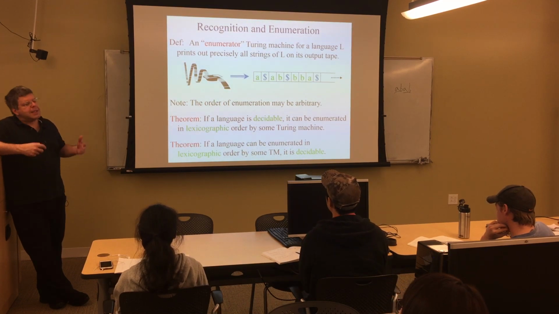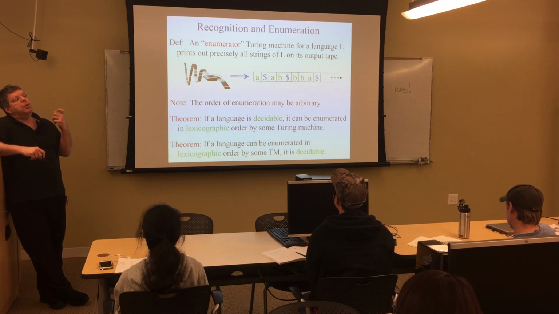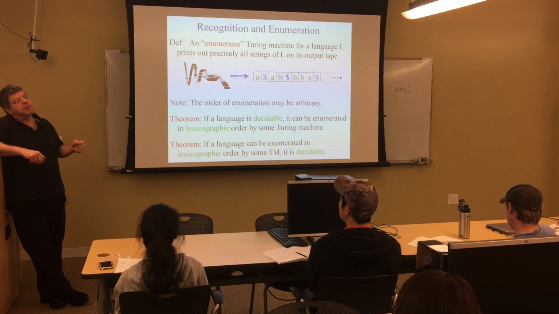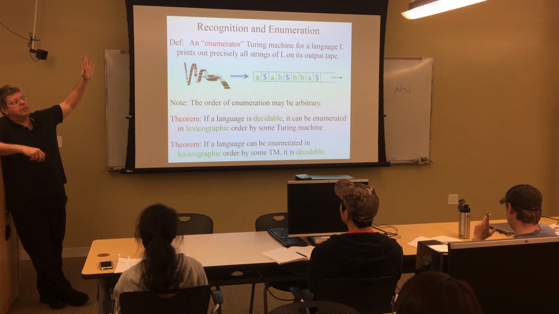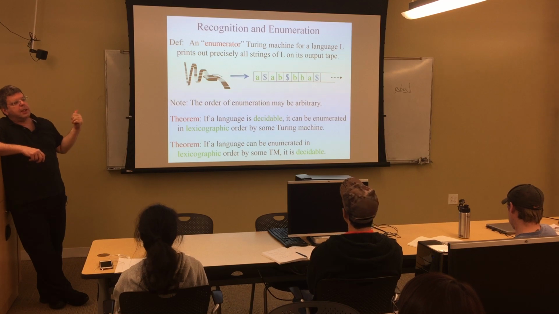I built an algorithm to list the language in lexicographic order, given that I have a subroutine that's a decider, by calling the decider on everything in sigma star one at a time. Are we good on this? How many say, yeah, it's understood? Okay, any questions about that?